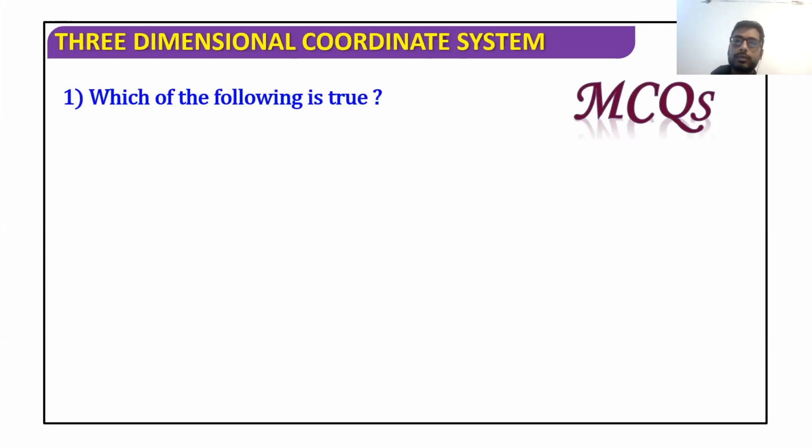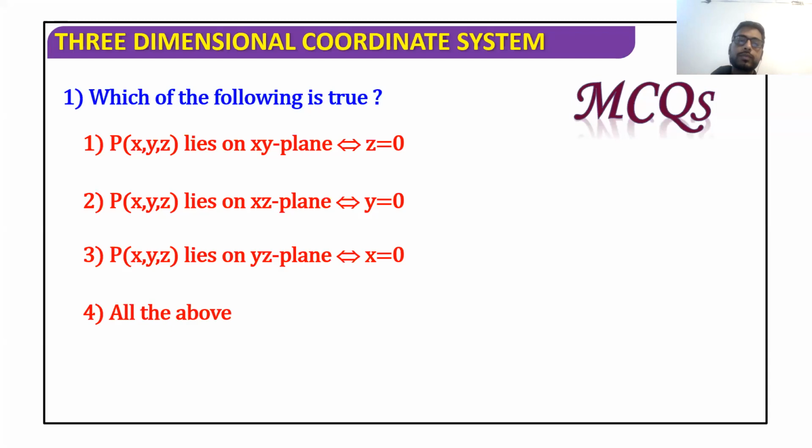We'll look at some of the basic questions. There is a point P, x, y, and z, which lies on this plane. Options 1, 2, 3, and 4. So which of these are true? If a point P is going to lie on the xy plane, then its z coordinate will obviously be 0. It will only have x coordinate and y coordinate. If a point lies on the xz plane, its y coordinate would be 0. And similarly, if it lies on the yz plane, its x coordinate should be 0. So all three of them are true. Hence, I can say all of the above.